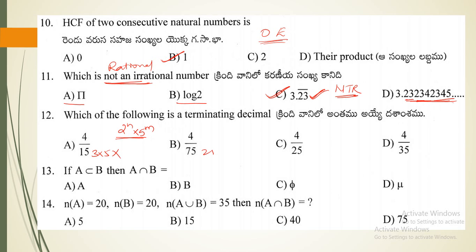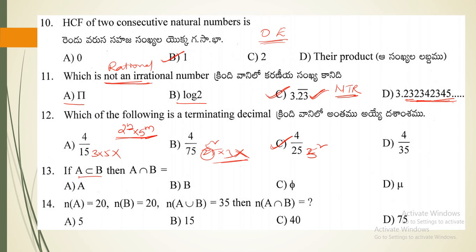Next, 75 means 25 times 3. So 25 again I can write as 5 square into 3, so again this is not my answer. Next, 25. This I can write as 5 square, so it is of the form 5 power m where n is equal to 0 here. So hence it is a terminating decimal.